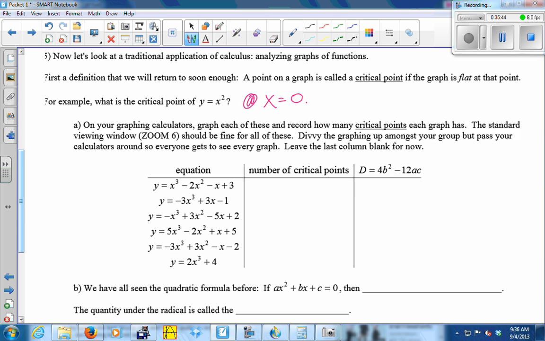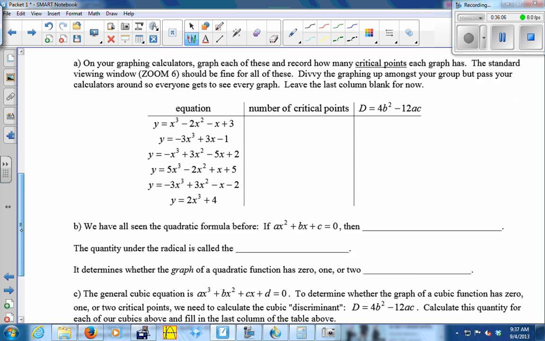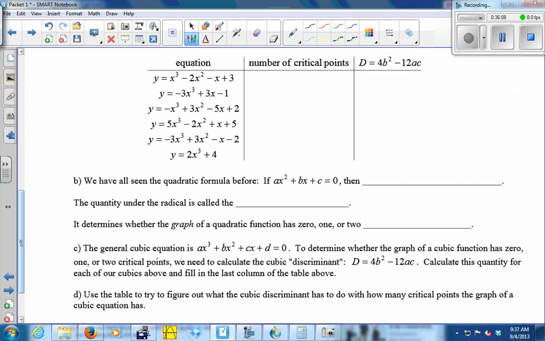On your graphing calculators, I want you to graph each of these equations and record how many critical points it has, how many flat spots. The standard viewing window, Zoom 6, should work for all of them. You can divvy the equations up among your groups if you want, but pass your calculators on so everyone can see. Then leave the last column blank for now. For right now, just graph the equation and record the number of critical points. Thanks.